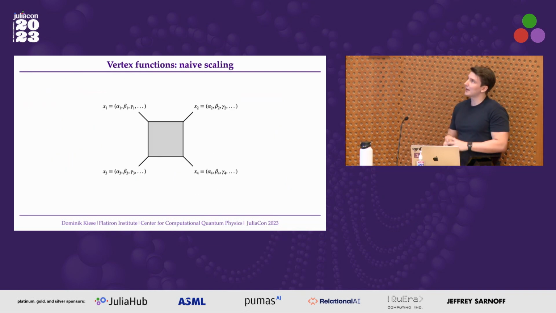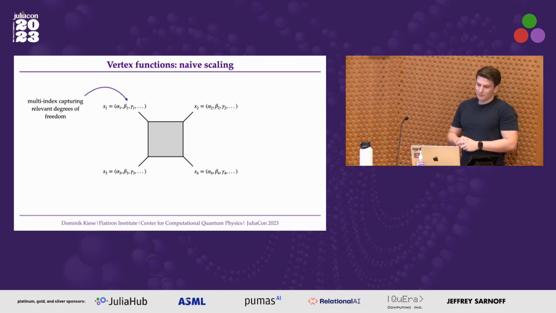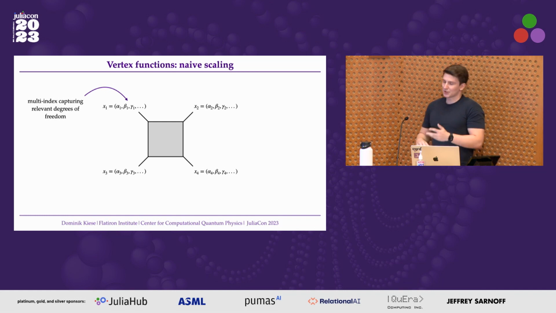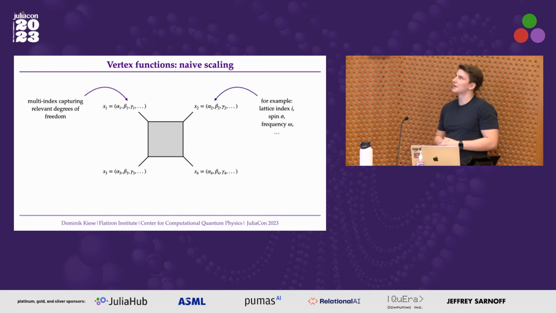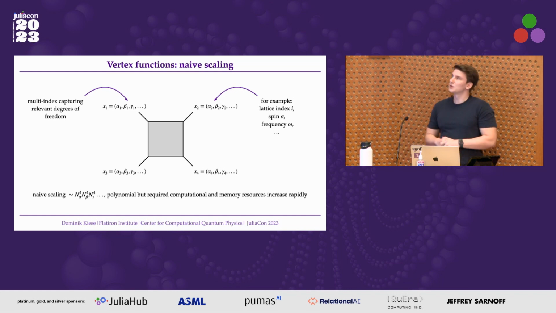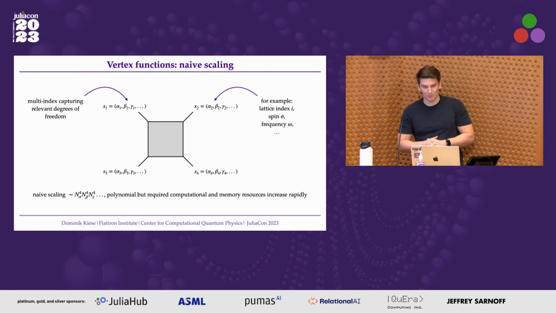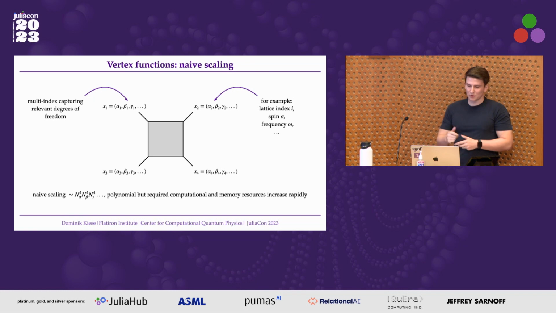Okay, let's take a step back and look at this object again, and let's do some naive scaling. As I said, these x correspond to the multi-indices which capture the physically relevant degrees of freedom, and these might include the lattice index, spin, frequency, or more. For this 4-point function, you could say, okay, that's great. That means that in the dimension of the different physical degrees of freedom, we will only scale polynomially. But you already see it's to the 4th power, so the computational memory resources that we need to resolve that will actually grow quite rapidly. And if you go to higher order vertex functions, so you increase the exponent to higher rank vertices, you see that your scaling gets exponential.